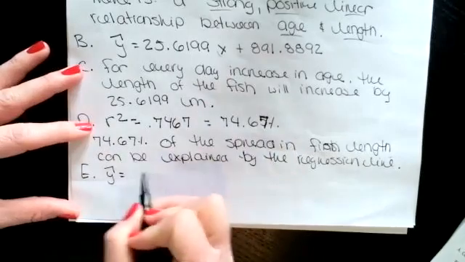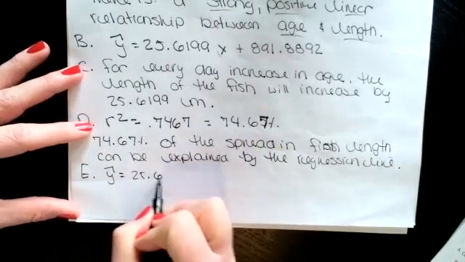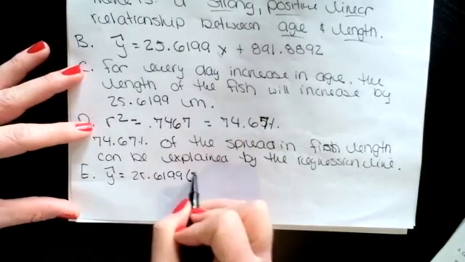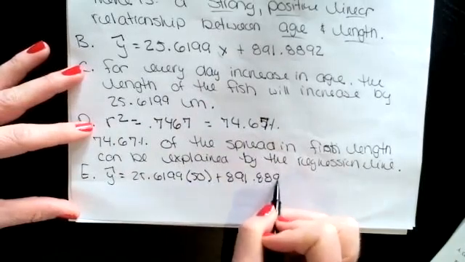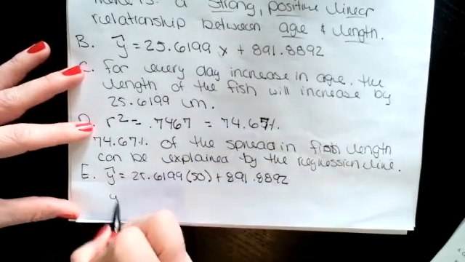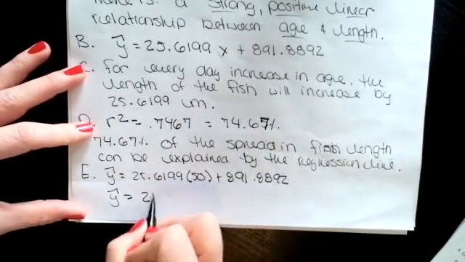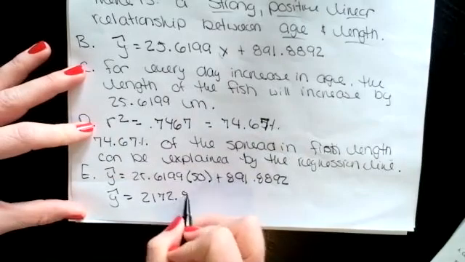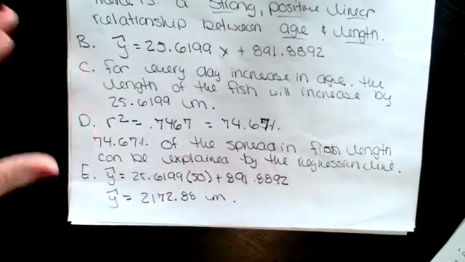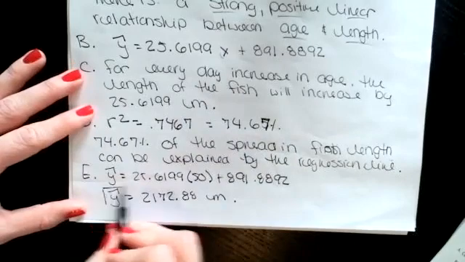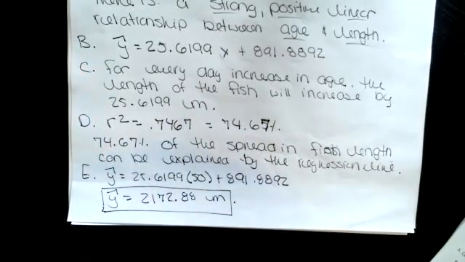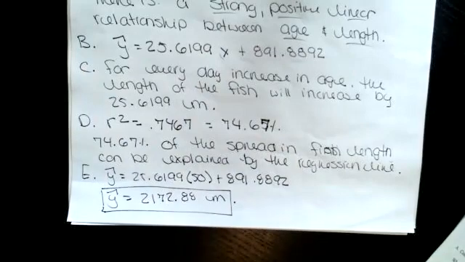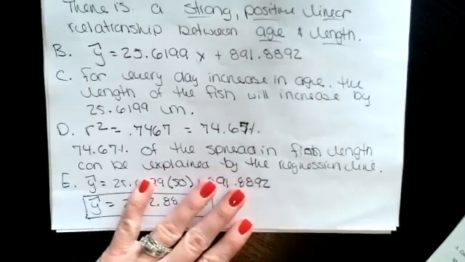So Y hat is equal to 25.6199 times 50 plus 891.8892. Okay, so my Y hat, my predicted value, is 2172.88. There it is. This is my predicted value. All right, so that's number 5.